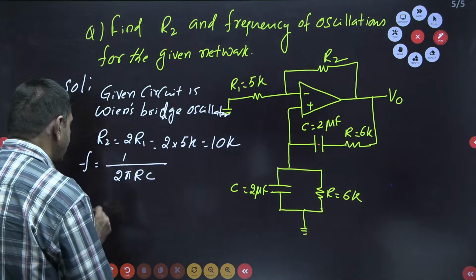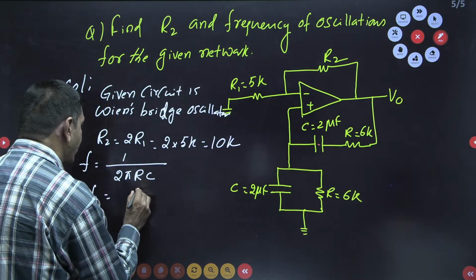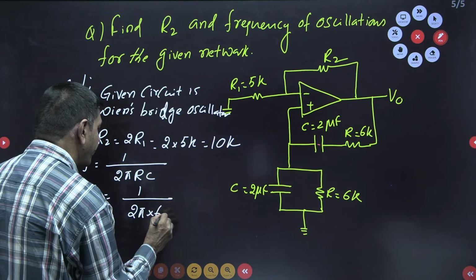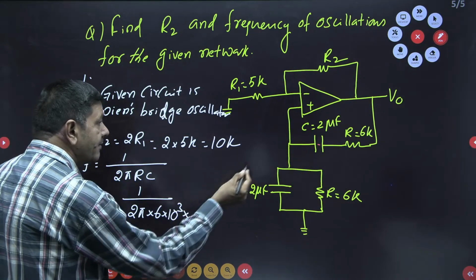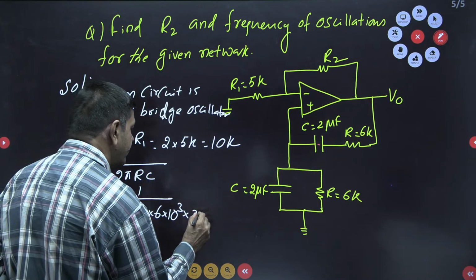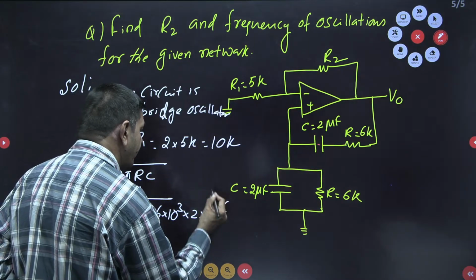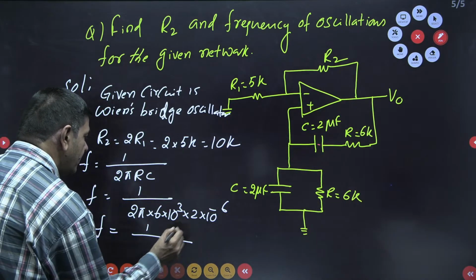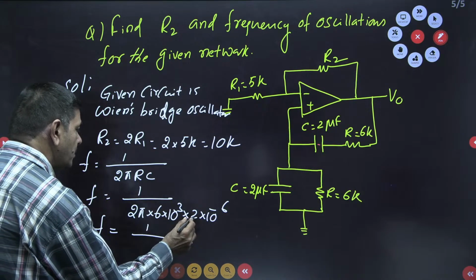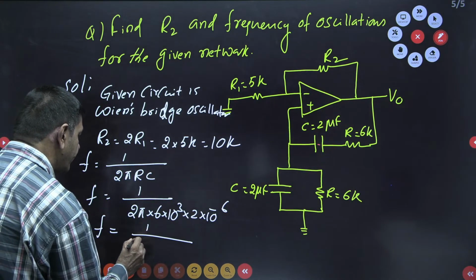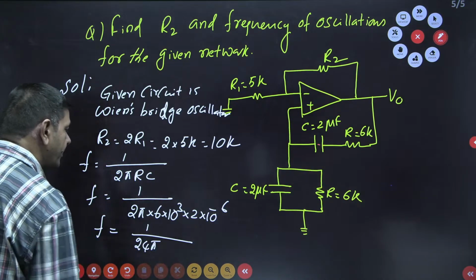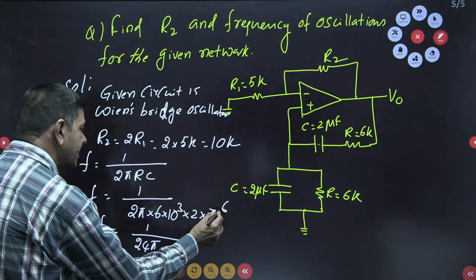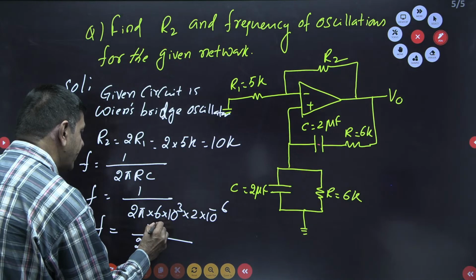So, substituting values: 1 by 2 pi into the R value given as 6K, and the C value is given as what? 2 into 10 power minus 3, 2 into 10 power minus 6, sorry. And finally, the frequency of oscillations generated equals 1 by, how much is it? 6 into 2, 12, 12 into 2, 24 pi, into 10 power 3 into 10 power minus 6, that is 10 power minus 3. When 10 power minus 3 goes to the numerator, 10 power 3 is possible.